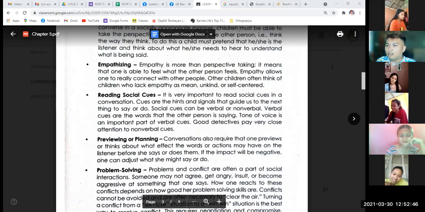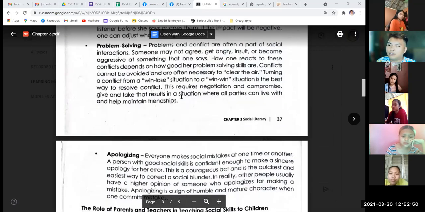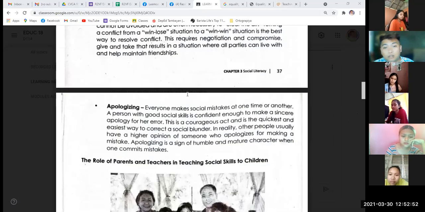Okay? Then, of course, we have previewing or planning. And then, of course, we have problem solving. And then, the apologizing. When to apologize, what is the, sorry na, di ba? Parang yun doon sa TikTok. Sorry na nga eh, di ba? Ba't ikaw pa magagalit? Sorry na nga, nag-sorry na nga ako, di ba? Sorry but not sorry, sabi ng bata, di ba, sa TikTok. Oh. So those are things that we do.